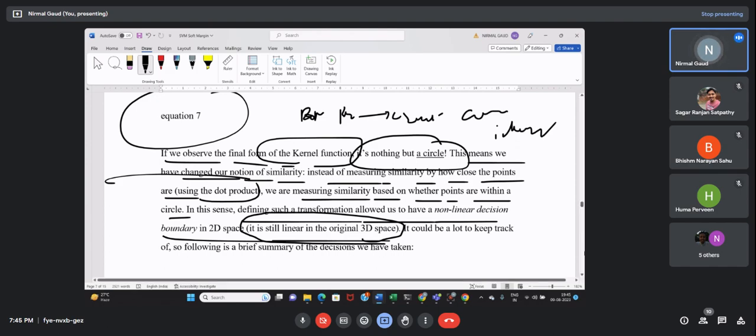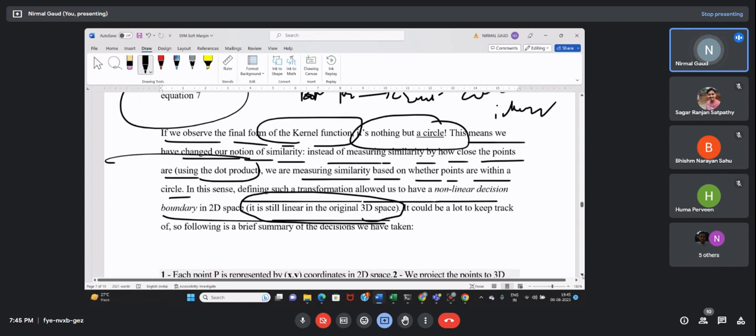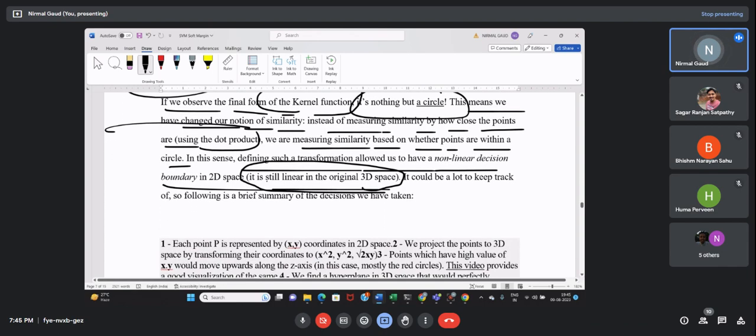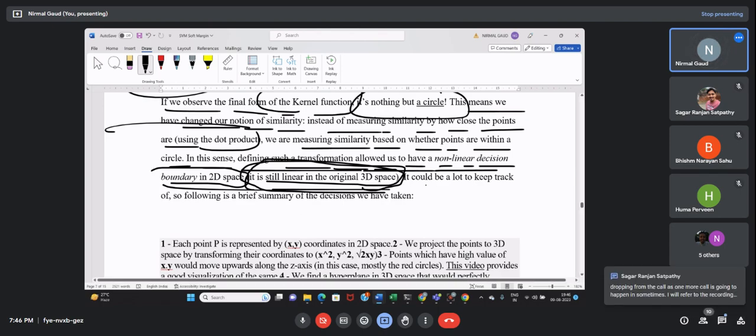So with the help of the kernel trick and the kernel function, it is still linear in the original 3D space. That means, understand, in this sense, defining such a transformation allowed us to have a non-linear decision boundary in 2D space. So we are making a decision boundary in a 2D space, and then we are considering how it looks in 3D.